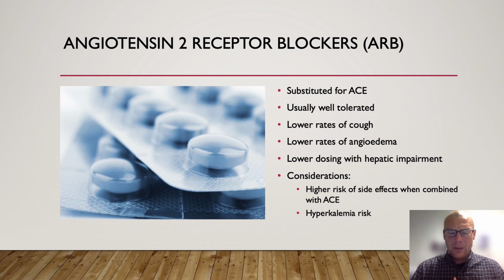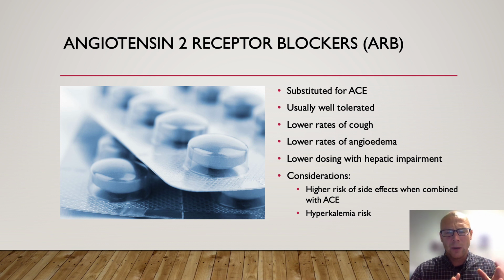So you put them on an ACE inhibitor and they get this coughing fit. They can't stop coughing. One thing you can substitute are the ARBs, the angiotensin II receptor blockers: losartans, valsartans, all those other ones. I have noticed that sometimes those are a little bit more expensive, usually, but they can be used as a substitute. They're very well tolerated. They have lower rates of cough, lower rates of angioedema. You do have to lower the doses with hepatic impairment with that one, but it also is kidney protective, and it's something to consider.